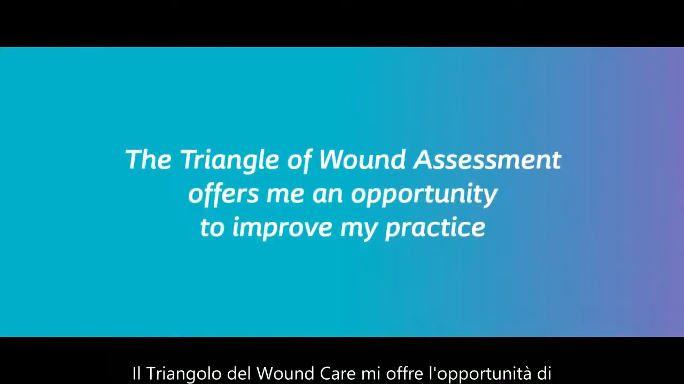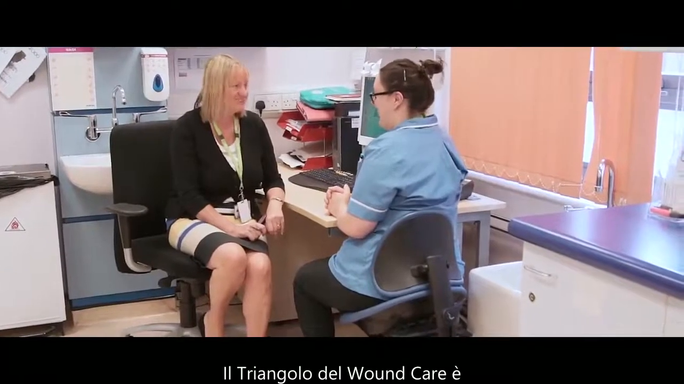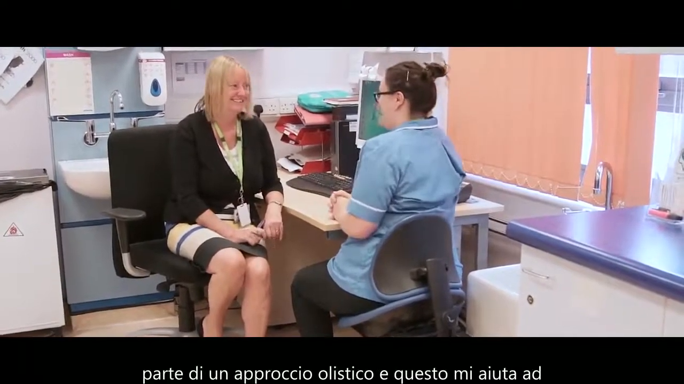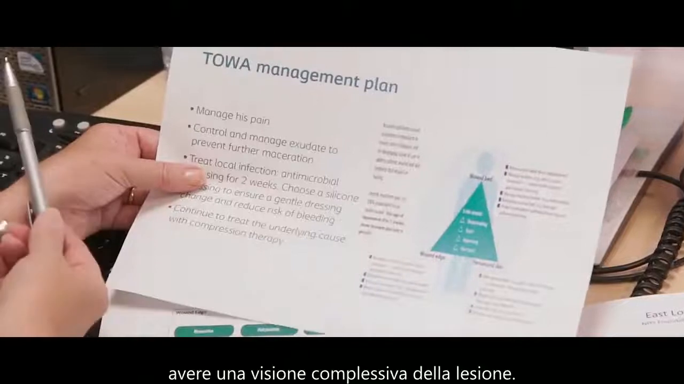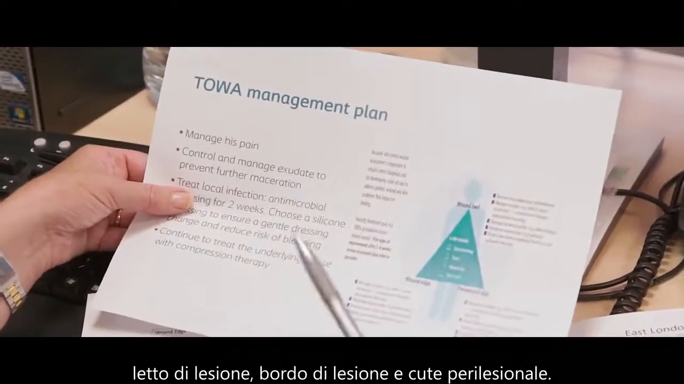The triangular wound assessment offers me an opportunity to improve my practice. When the triangular wound assessment is incorporated into a holistic approach, it helps me to assess the wound. I look at all three areas of the wound bed, the wound edge and the peri-wound skin. I'm able to use the triangular wound assessment to assess all types of wounds, and it guides my management decisions so I can improve outcomes for patients.